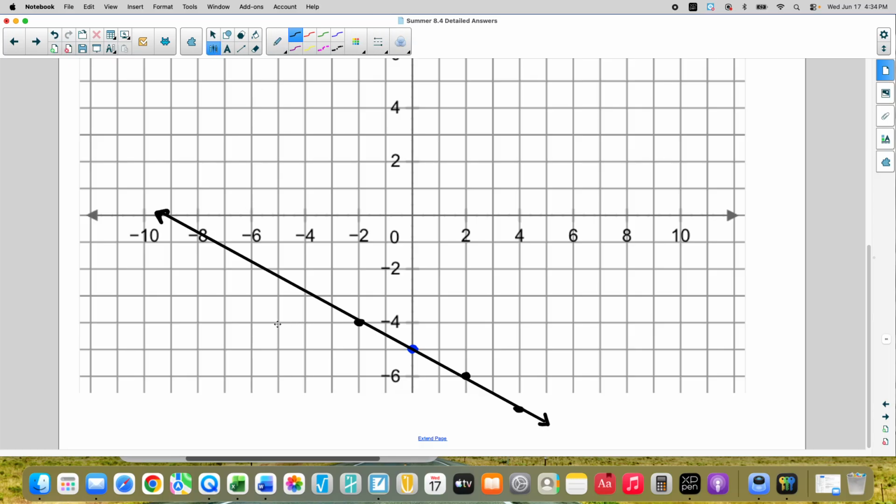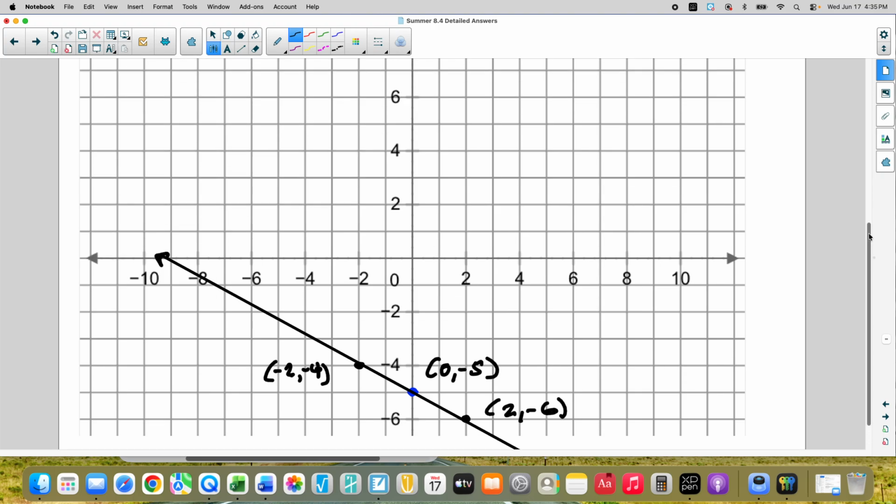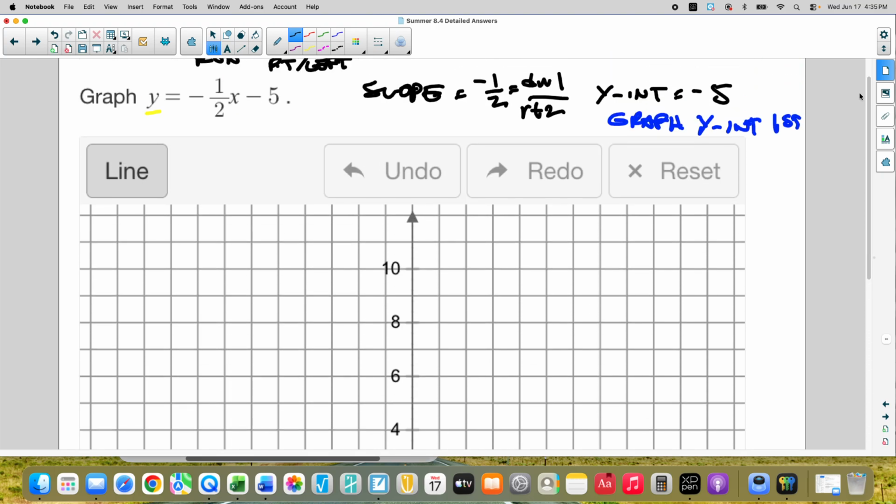And I'm going to label my points. That's -2, -4. This is 0, -5. And this point would be 2, -6. So we always want to label 3 points. We want to plot 3 points. We want to label our points. And we want to connect those dots and make a line with arrows. And those are the important things that you need to have when graphing a line.